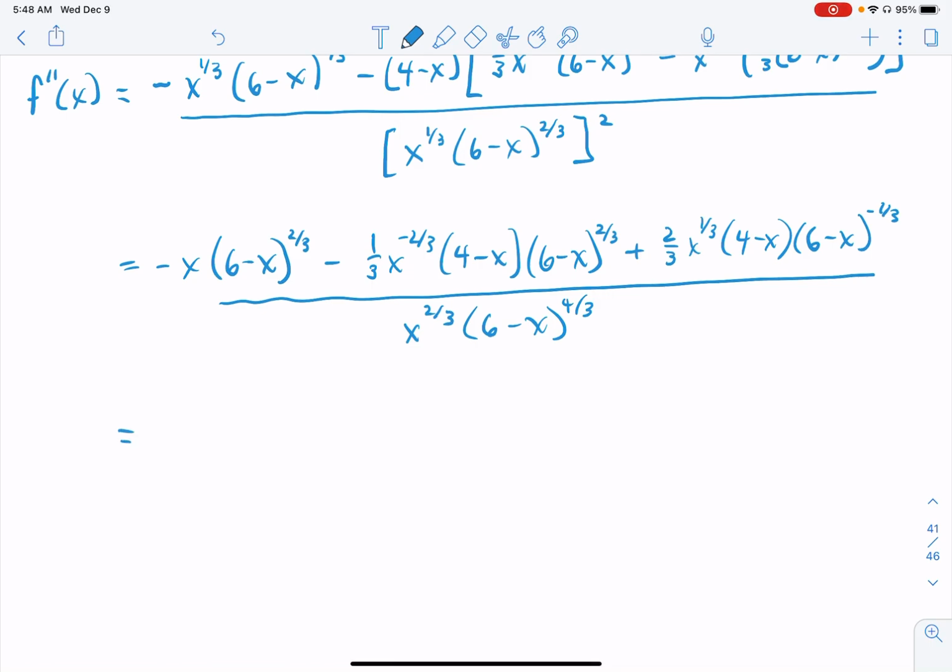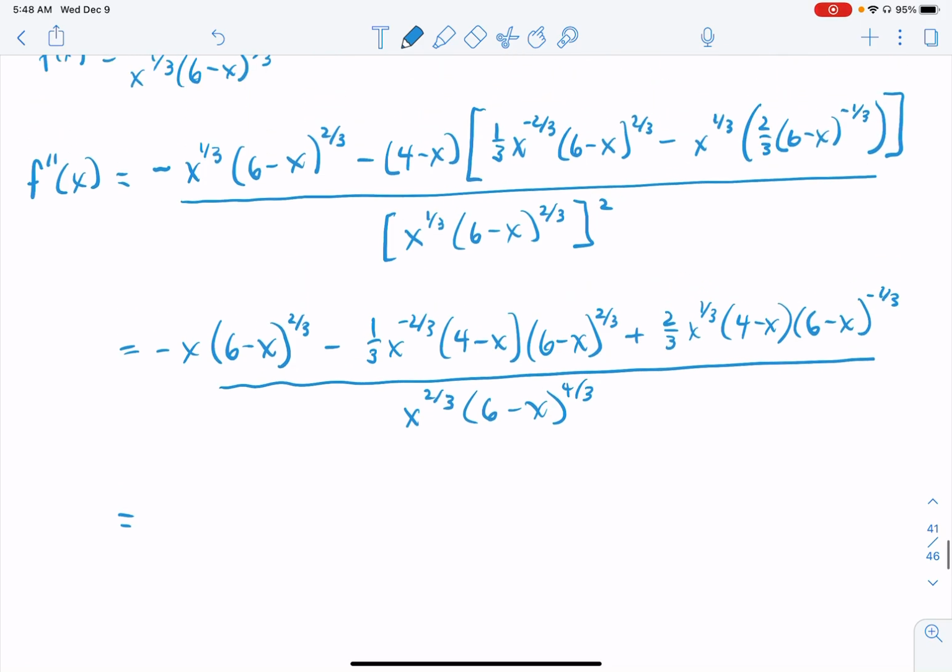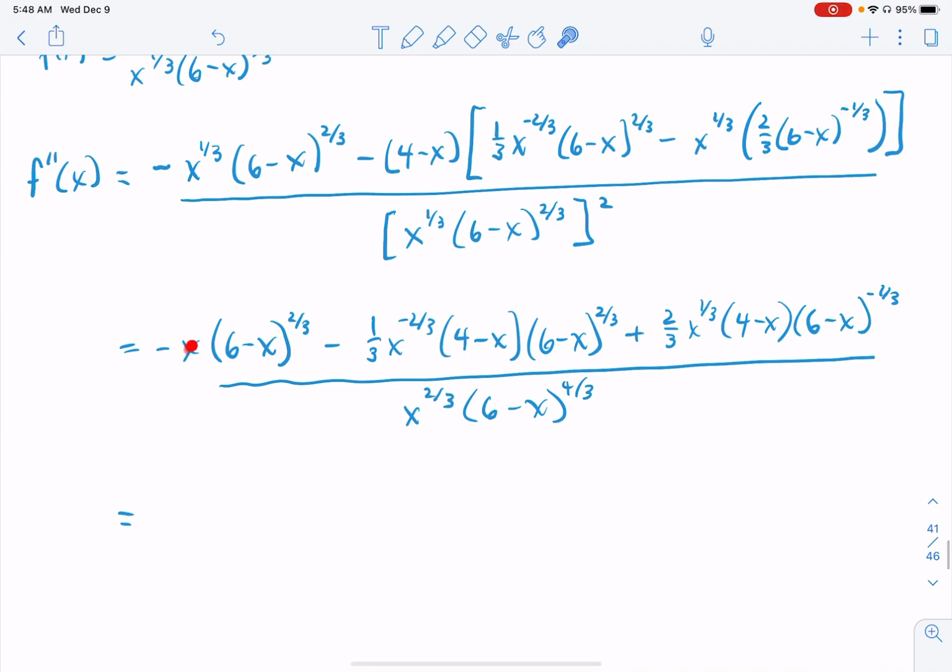Is it lovely? I don't know. I think that's the wrong word. All right, now let's do some fancy factoring. What the heck did I do? How come nobody called me out on this? Exponent on this guy. It's supposed to be 1/3. Maybe I wrote it and it just didn't write. I'm going to say that's what happened.